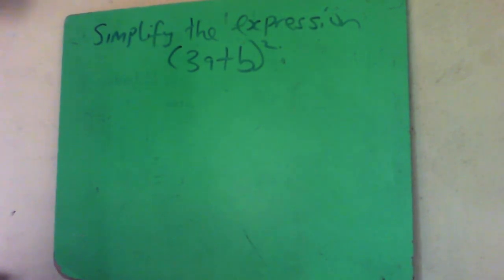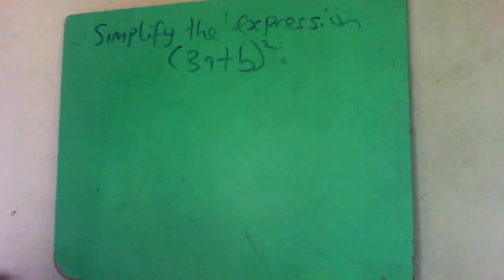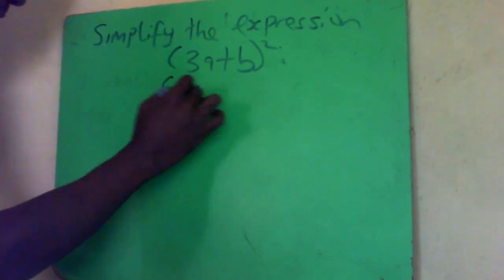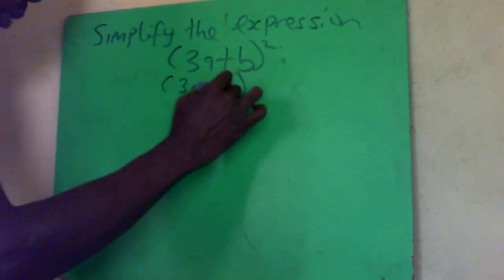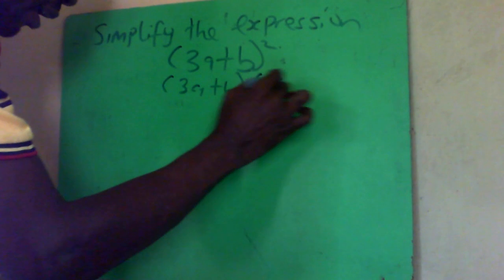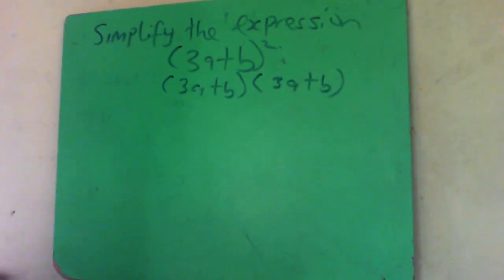Today we have a problem to solve. The problem is: simplify the expression (3a + b) squared. You can also write this as (3a + b)(3a + b). The next thing we're going to do is expand this bracket.